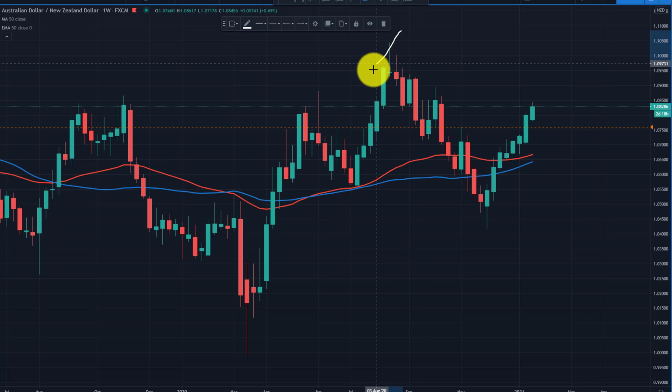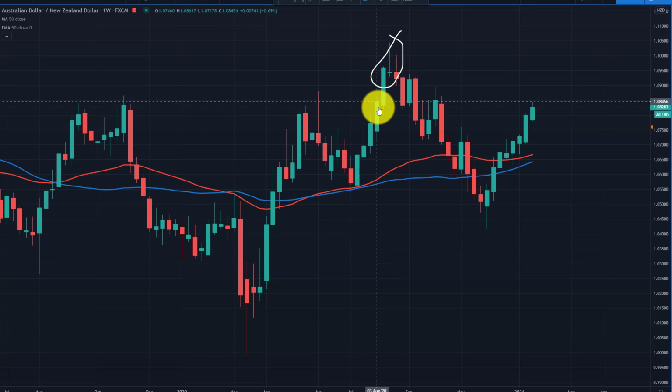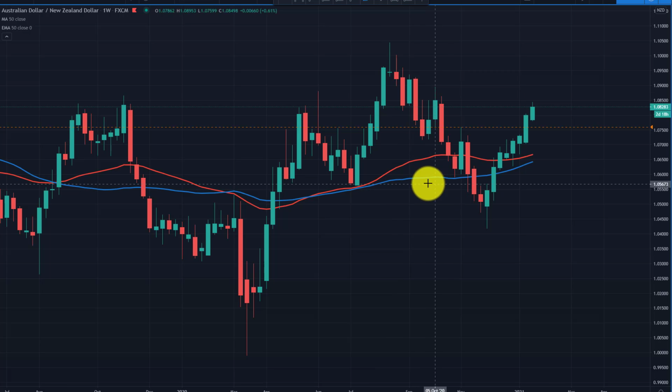And if you can find such a nice pin bar after such a big trending move on a higher time frame, go to a lower time frame and try to find patterns and try to time your entries.